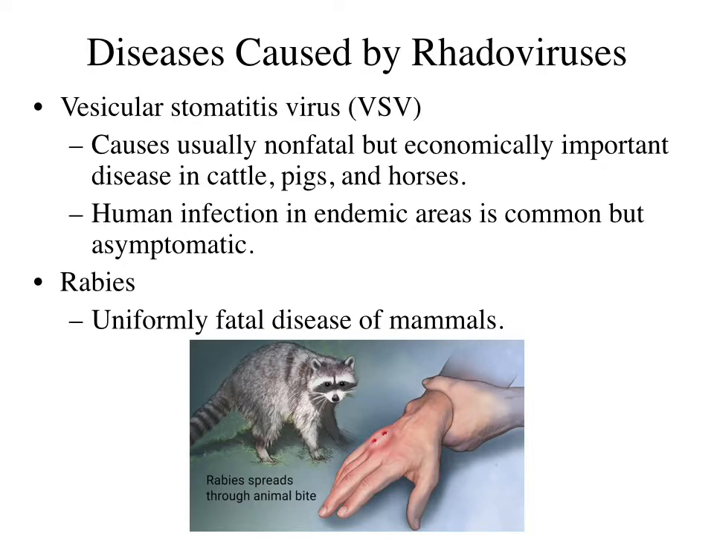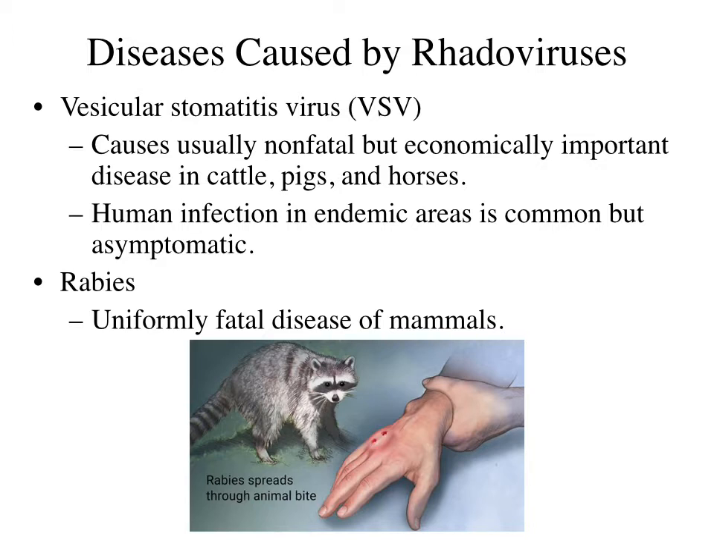Now let's look at the diseases caused by rhabdoviruses. First, we have vesicular stomatitis virus, or VSV. VSV affects hoofed livestock in North and South America. Infections are usually mild, but outbreaks can have a significant economic impact. VSV infection causes formation of blister-like lesions of the mouth, tongue, teats, and hoofs.